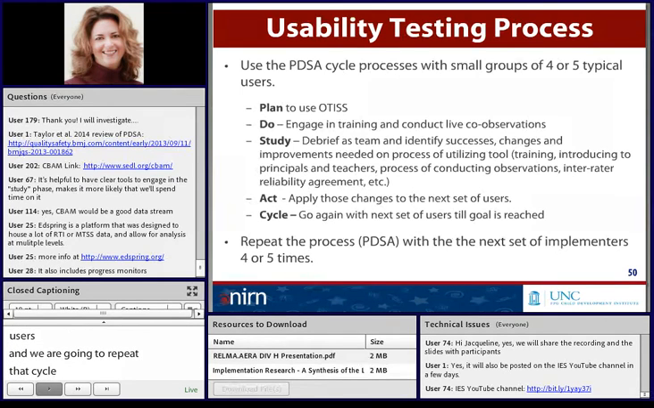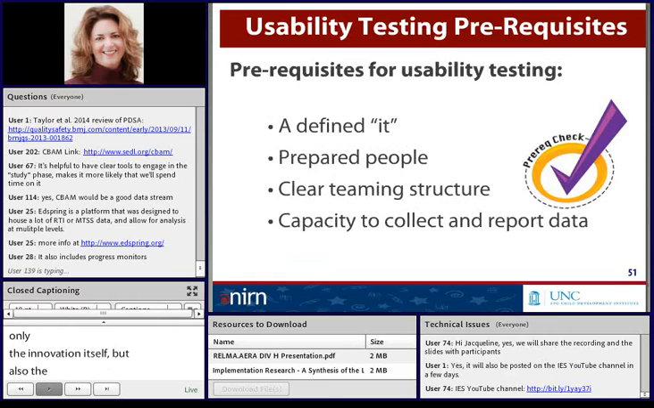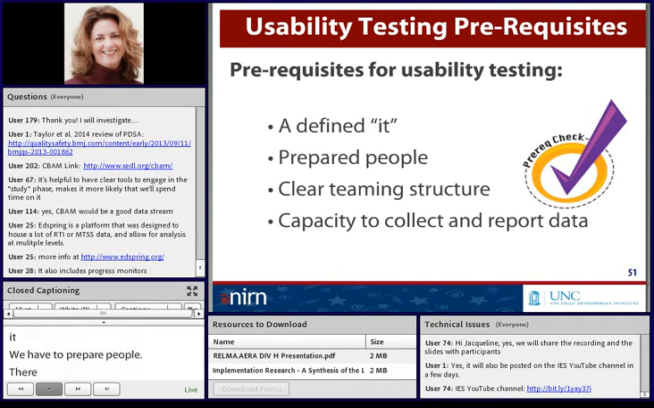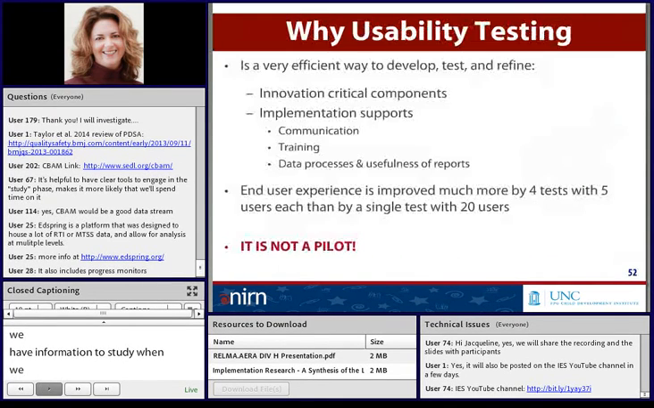We engage in the cycle typically 3 to 4 times before we reach our goal of working out 80% or more of the bugs or the kinks, and not only the innovation itself, but also the implementation support being provided. Some prerequisites is that you got to know, one, what it is you're going to be usability testing on. We got to define it. We got to prepare people. There's got to be a clear teaming structure, and you got to have the capacity to be able to collect and report the data so that we have information to study when we're engaging in that study step of the improvement cycle.